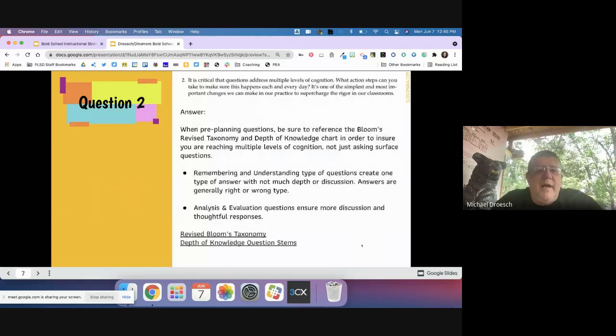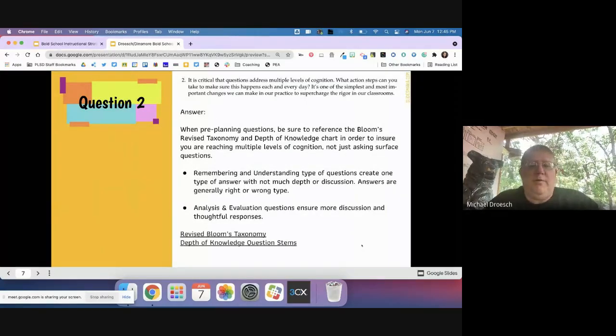Next slide. Question 2 is, it's critical that questions address multiple levels of cognition. What action steps can you take to make sure that happens each and every day?